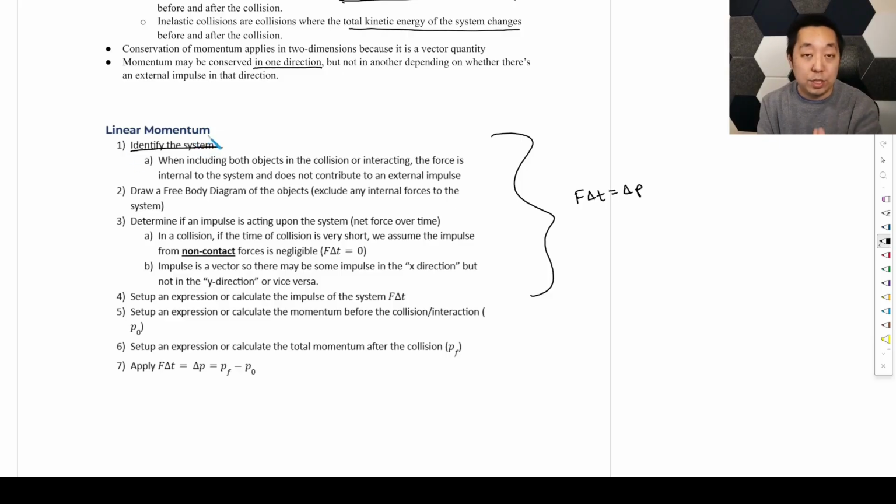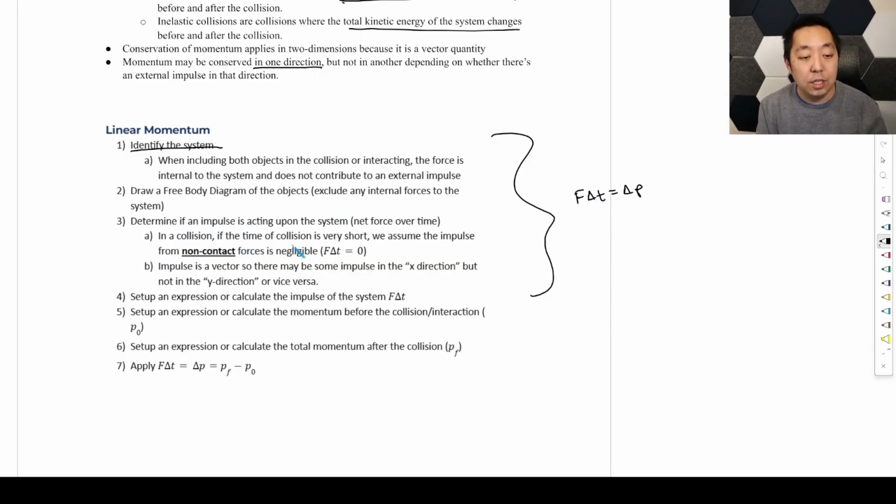Sometimes in problems, as we've seen, the problem itself will state the system, and you must follow that convention if you're going to analyze it. We got to draw a free body diagram of the objects. We exclude any internal forces to the system. We have to determine if there's an impulse acting on it.